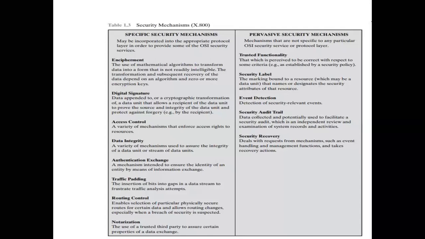Another type of mechanism is not related to the OSI security service layer: trusted functionality, security label, event detection, security audit trail, and security recovery. These are not related to the OSI layer, so this is a pervasive security mechanism. These are the security mechanisms you have to use in cryptography and network security.